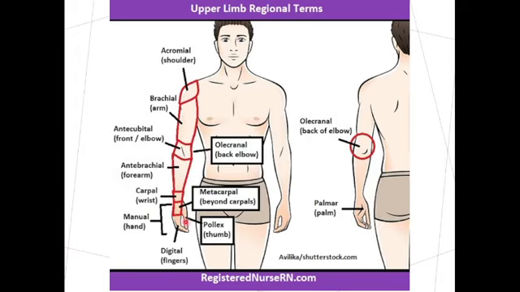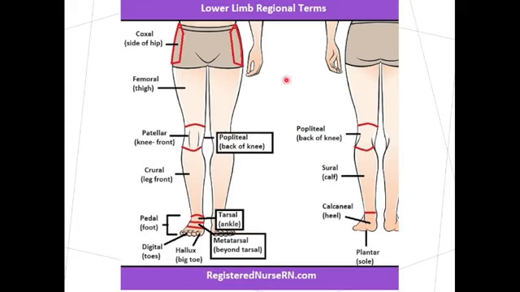Next is the pollex. So pollex means the thumb, just the thumb, nothing else. The other four fingers we call the digital. So digital devices, we use our hand, our fingers to use it. And yeah, next let's go to our feet.